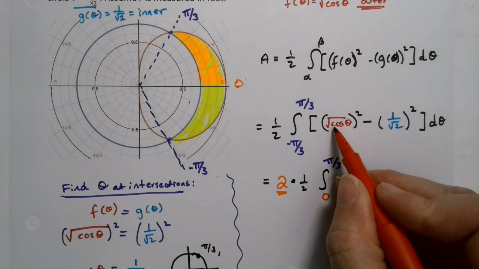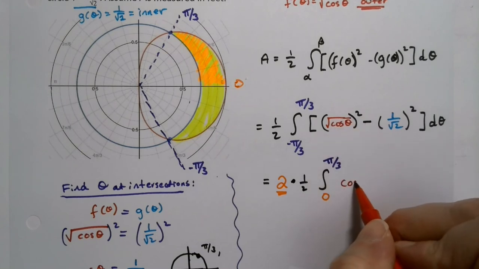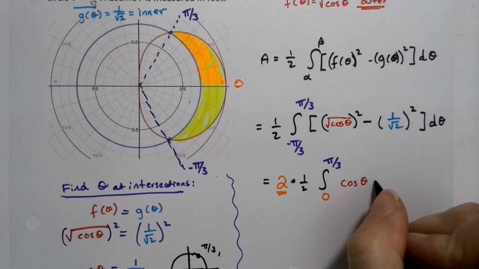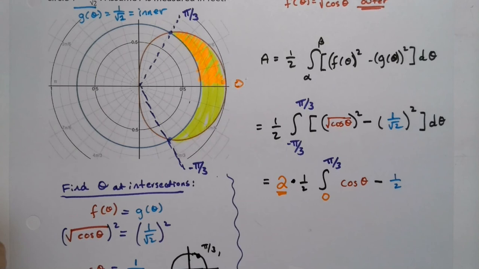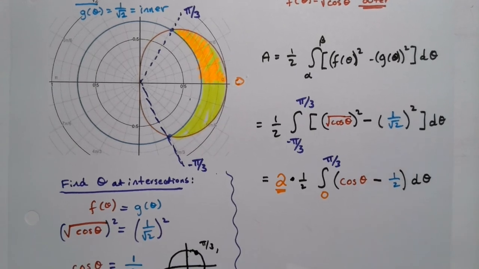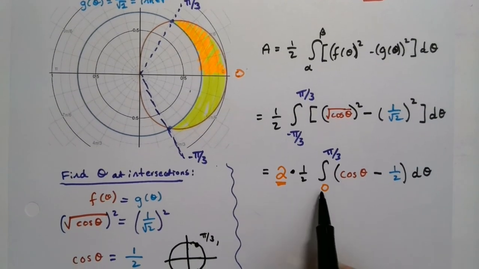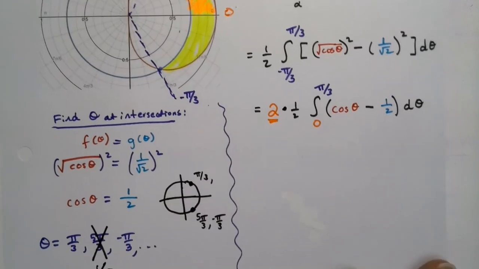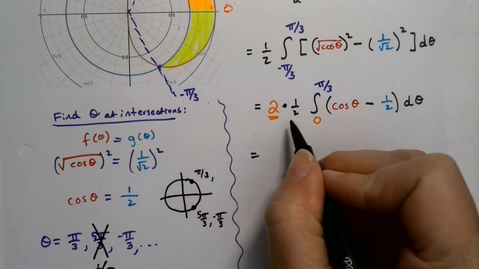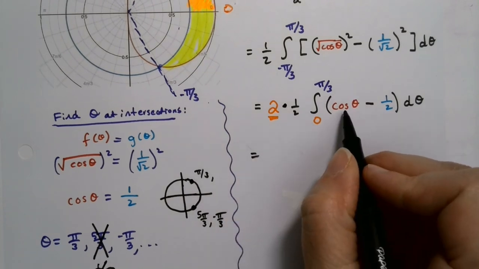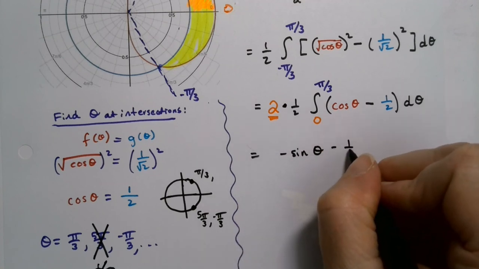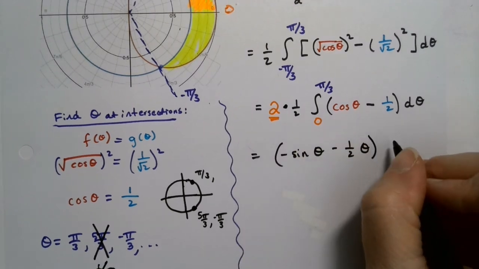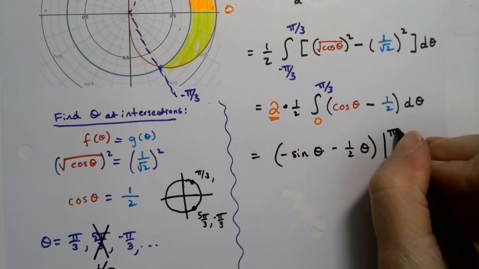This will be cosine of theta squared, which is cosine of theta, minus 1 over the square root of 2 squared, which is 1/2. And I want to integrate that with respect to theta. 0 will be a lot easier to work with than the negative pi over 3 would have been. See why we do it? So 2 times a half is gone, so I don't have to worry about that. The integral of cosine is negative sine of theta minus 1/2 theta, and I'm going to take this from 0 to pi over 3.